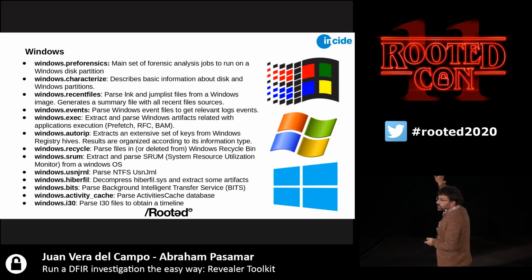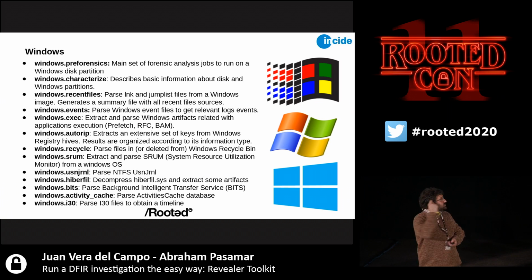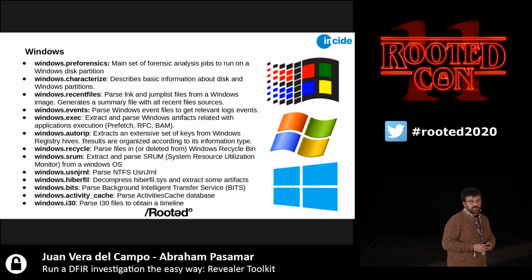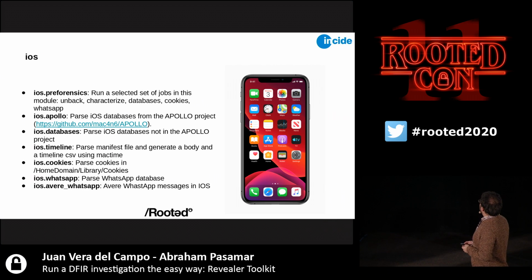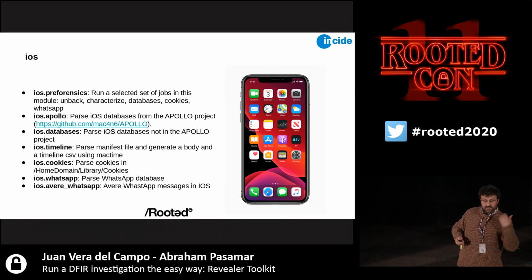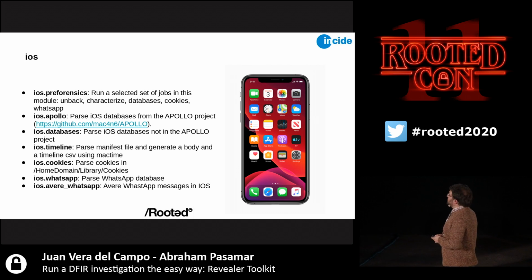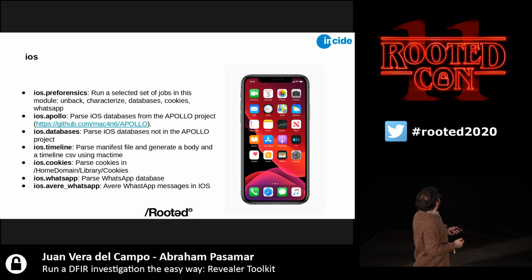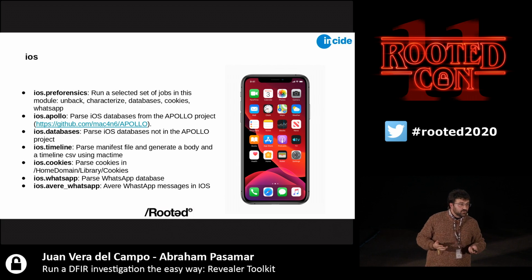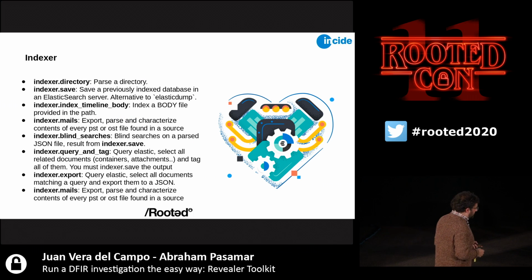Apart from that, we have defined jobs for each system that is supported. In this case, it's Windows. So we have the recycle bin, we have the autorip, and we not only support Windows, but the system is also able to analyze other operating systems. We have iOS here, with the cookies, with WhatsApp in iOS. For Android, I think that we can't see the slide, but we have some jobs that let us analyze Android.